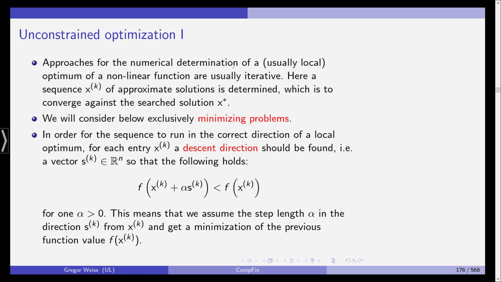That is, we have a vector s, so that the following holds. We start with our solution x in the kth step, our previous solution. So this is the function value in our previous solution. We then are trying to improve on our solution x_k by adding alpha times s. s is a vector, and this is a descent direction, a direction in which we are trying to descend.